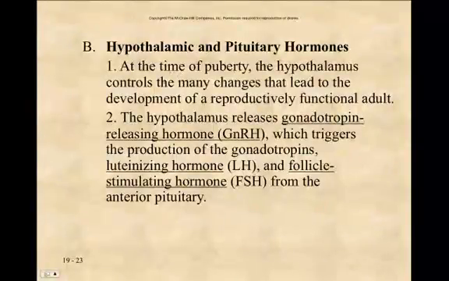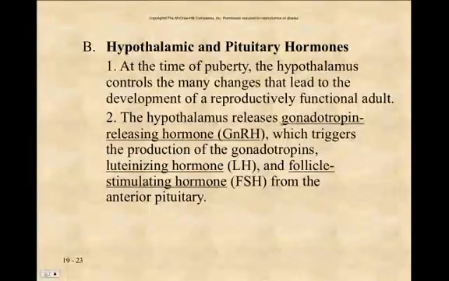At the time of puberty, the hypothalamus is going to control many of the changes that lead to the development of a male being reproductively functional as an adult. This is really what puberty is about: the changes that occur that allow a male to become reproductively functional. The hypothalamus is going to release what's called gonadotropin releasing hormone.